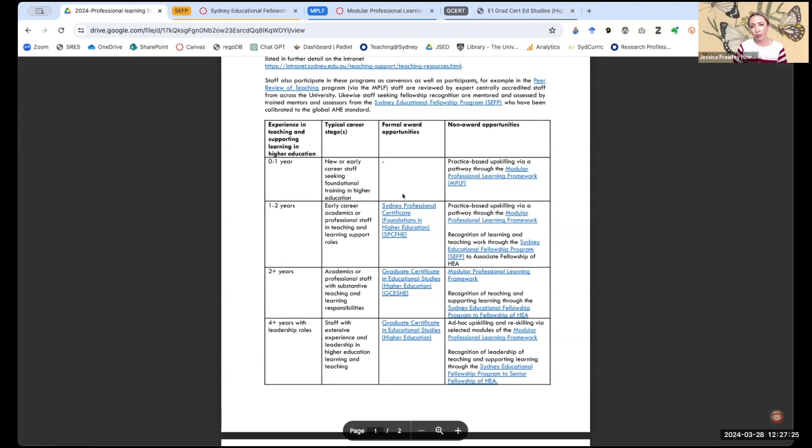including the Sydney Professional Certificate in Foundations in Higher Education. A bit of a mouthful, but basically that's half of a grad cert. Our grad cert has 4 units of study, and the Sydney Professional Certificate has 2 units of study, and you also get associate fellowship by doing that. Both are accredited taught programs. Our Graduate Certificate is accredited to D2 of the UK PSF, and the Sydney Professional Certificate to D1 of the UK PSF.